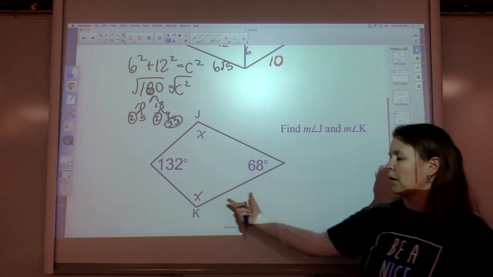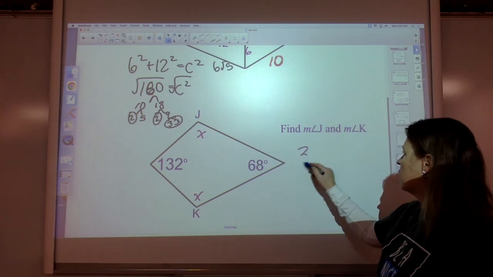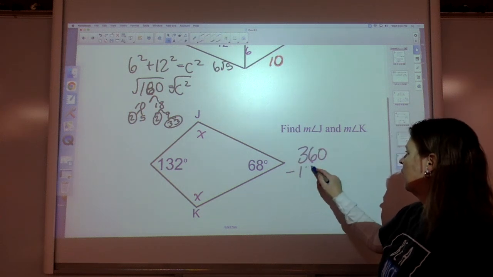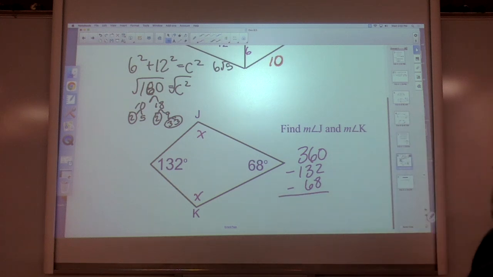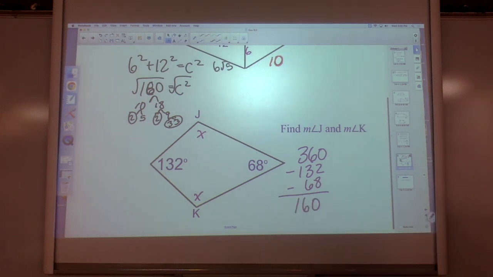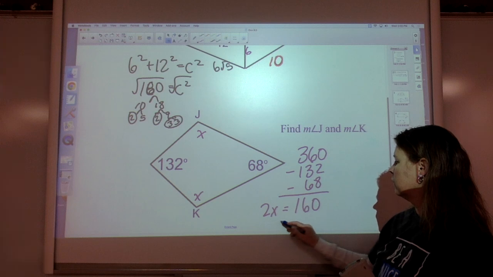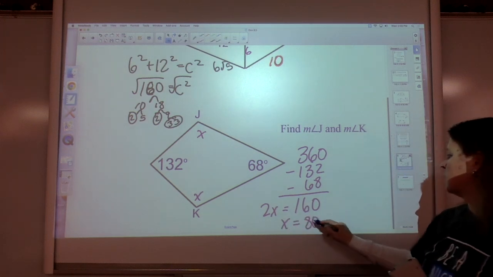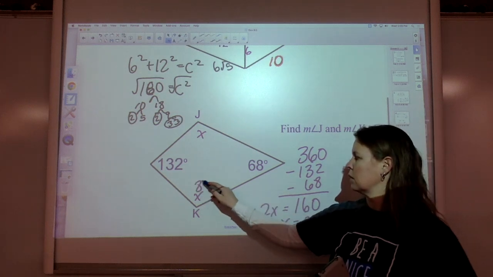What we do know about a kite is that it's a quadrilateral. How many degrees in a quadrilateral? 360. How many degrees do we already have accounted for in our quadrilateral? About 200. Therefore, we have 160 degrees left. What am I going to do with that 160 degrees? If I have two angles, I could do algebra, or I could do simple calculation: if two angles add up to 160, they each equal 80.